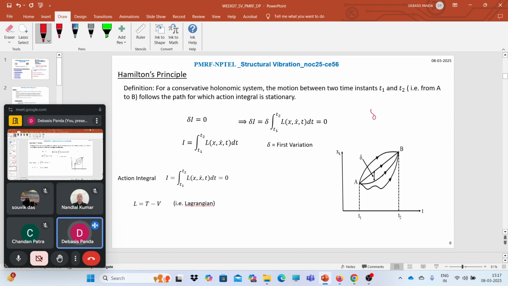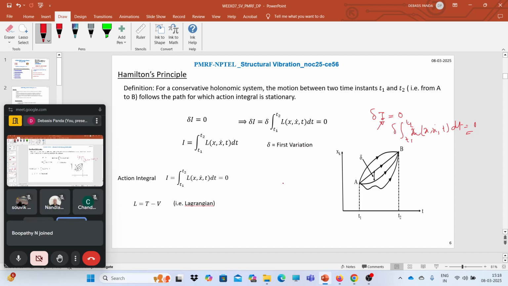So we can write it down like del I equals 0, and we already defined the action integral. So del of the integral from T1 to T2 of the Lagrangian dt is equal to 0. That means now we have an idea which path will give us the optimum solutions, or the solutions we are looking for to quantify different parameters, quantities or responses of a dynamic system.